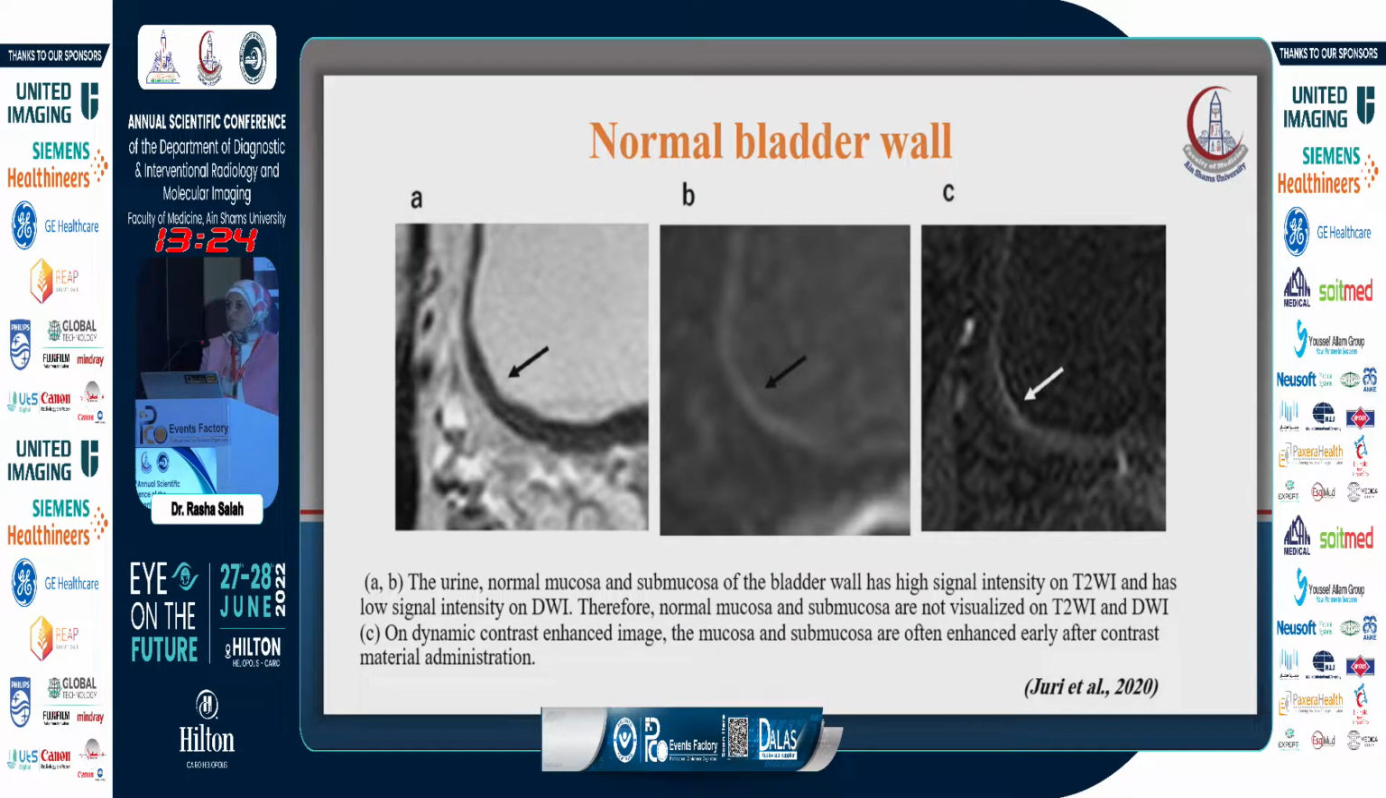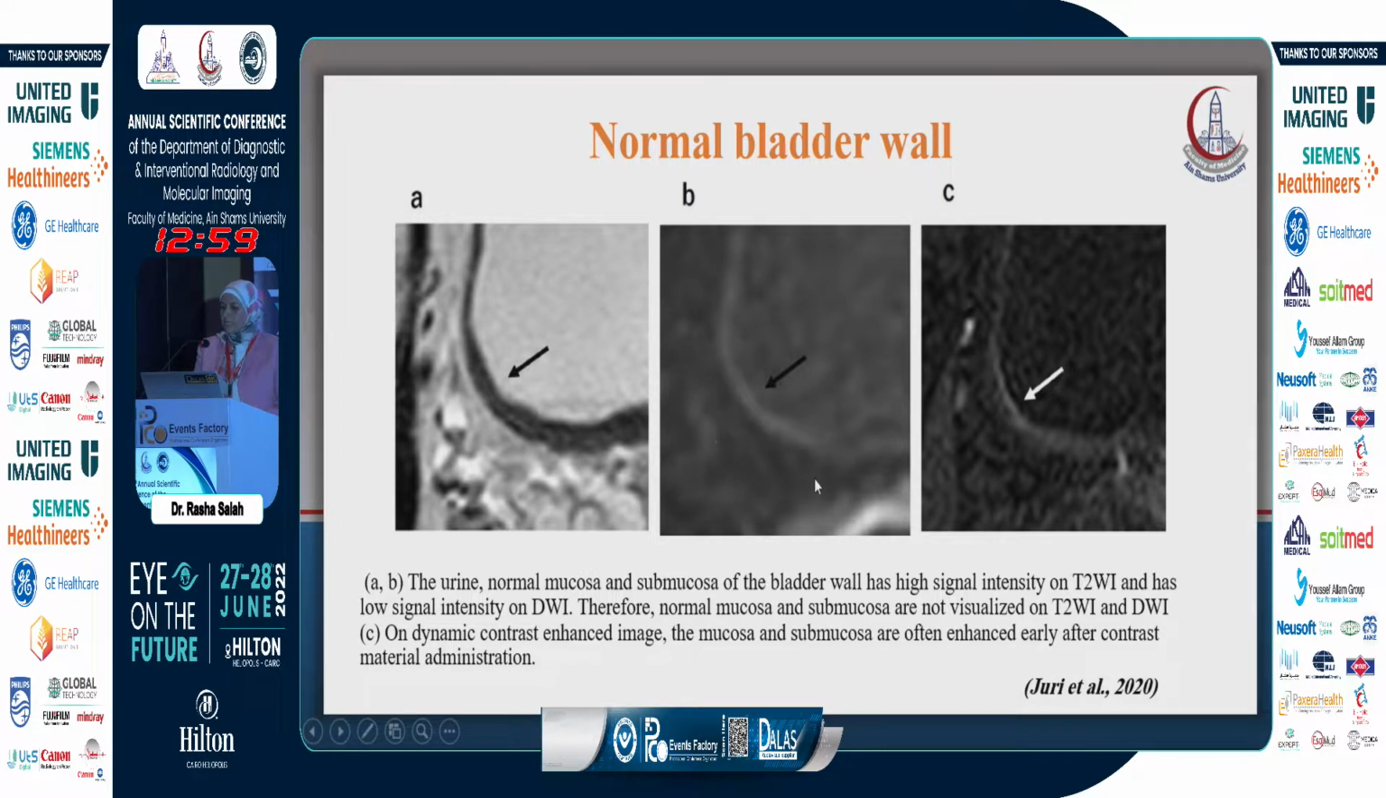Let's see how the normal MRI of the urinary bladder wall appears in the imaging. This is the T2 weighted image. We can see the muscle layer as a low signal intensity, but we can't see the mucosa or submucosa because they are of high signal, and they are normally masked by the high signal of the urine on the T2 weighted image. So normally we don't see mucosa or submucosa on the T2 weighted image.